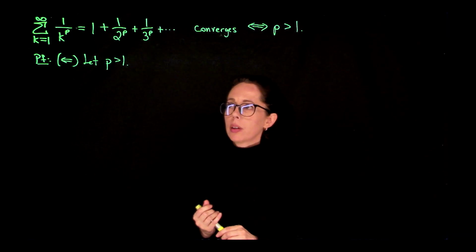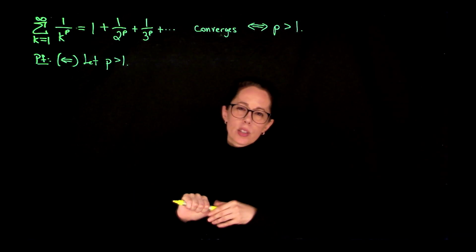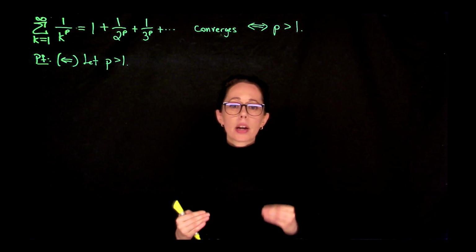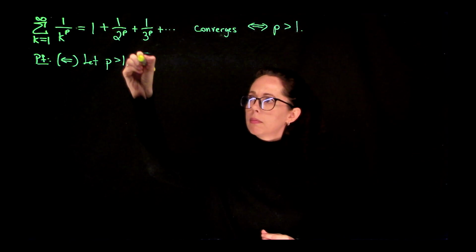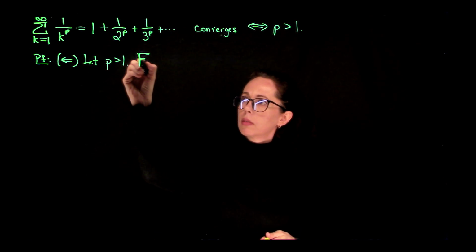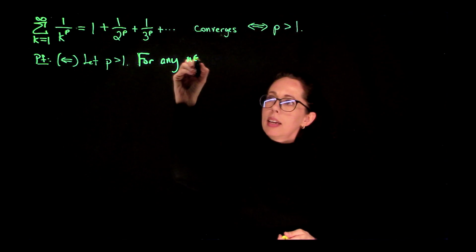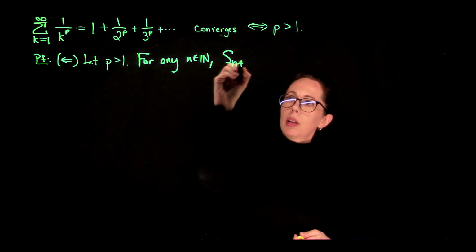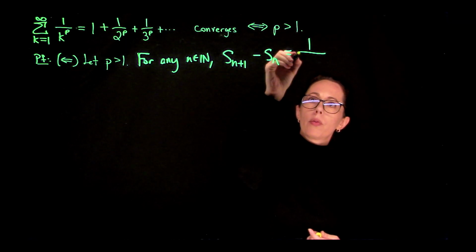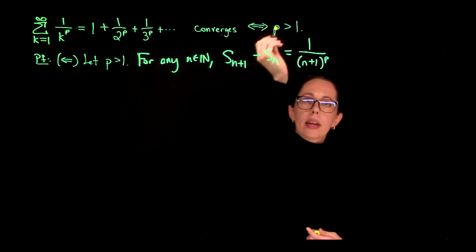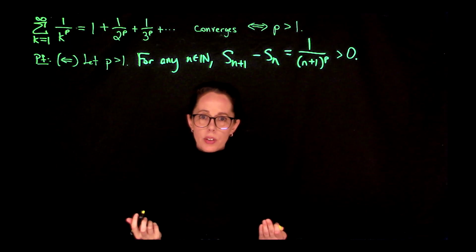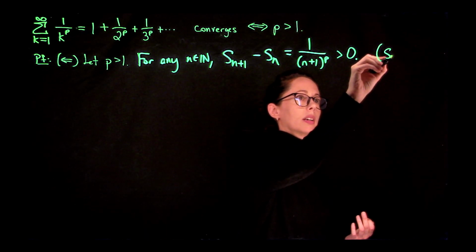All right, so let P be greater than 1. And the first thing I'm going to note is really just something that's true about any series that consists of positive terms. The sequence of partial sums is monotone increasing. For any index n, if I look at the n plus 1th partial sum and compare that to the nth partial sum, the difference is equal to 1 over n plus 1 to the p. Everything here is positive. That's greater than 0. So that tells me that the sequence of partial sums is monotone increasing. I'm just going to write this like that.